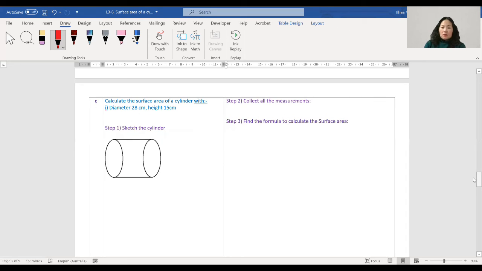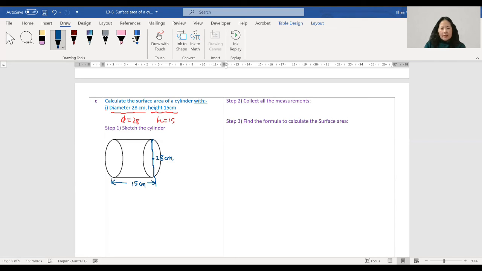This question, the diagram wasn't given, so I need to sketch it. Doesn't really matter whether you sketch a cylinder vertically or horizontally. Let's have a look at the question. Calculate the surface area of a cylinder with diameter d equals 28 centimeters and height 15. From here to here is my height, so I'm going to put 15 centimeters. And from here all the way down, that's my diameter, which is 28 centimeters.